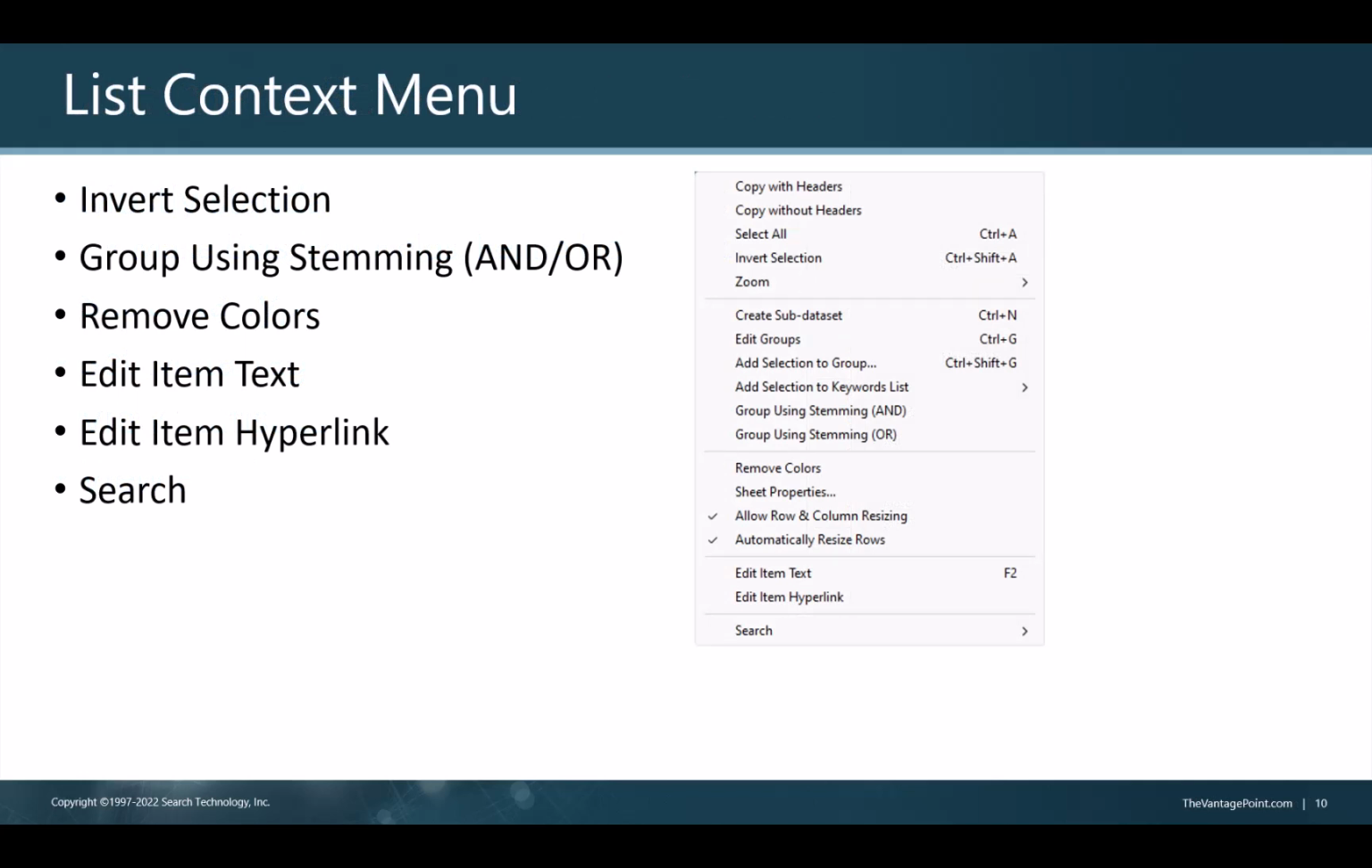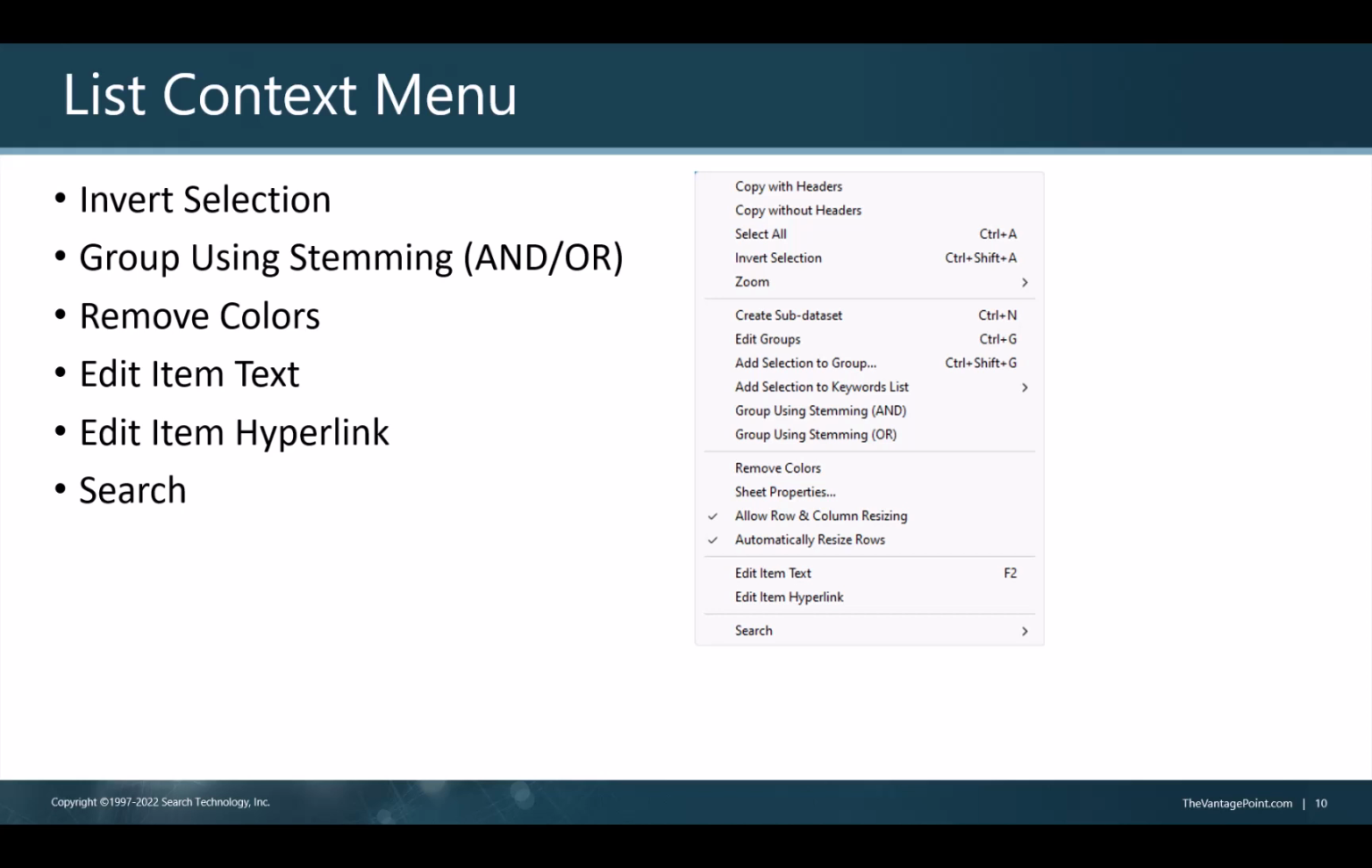Now in a list, the list context menu has a lot of the standard commands that you've seen demonstrated before, even if you haven't used them yourself. Still, there are a few that don't always make it into quick demos. For example, useful ones like invert selection. This will take whatever rows you have selected, unselect those and select everything else, if you want to knot whatever it is you've got selected. Group using stemming and or.